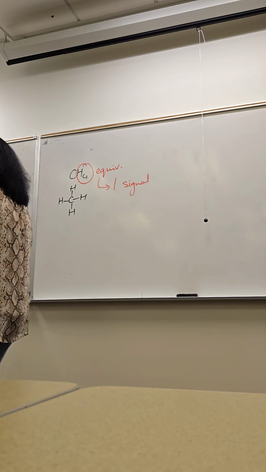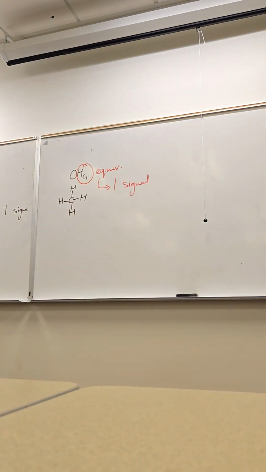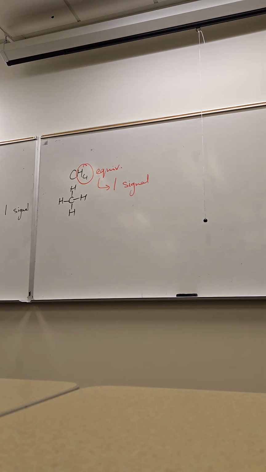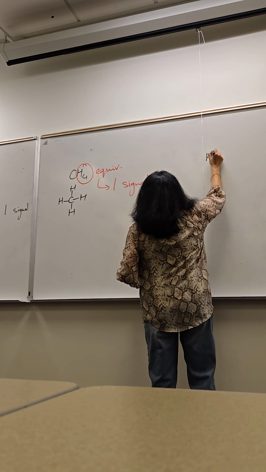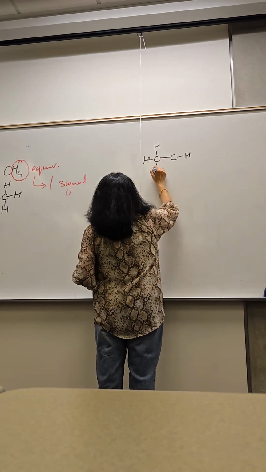Ethane. What's the total number of hydrogens in ethane? 6. Right? Yep. What's the structure? Agreed? Okay.